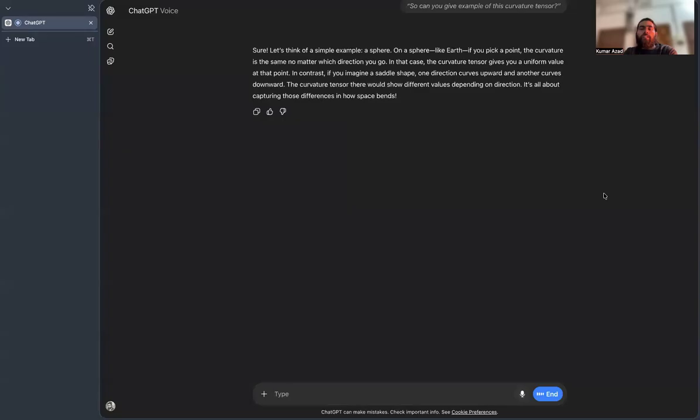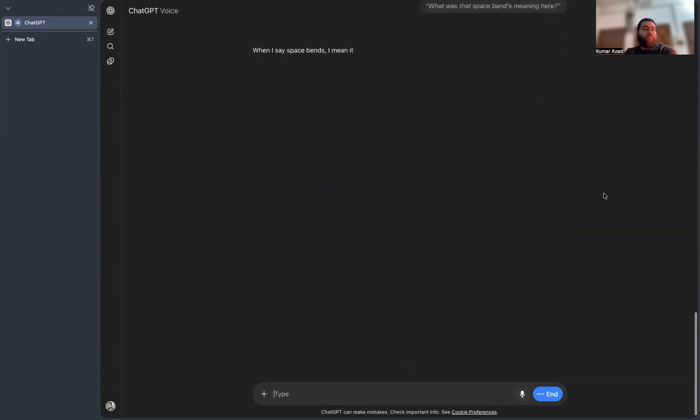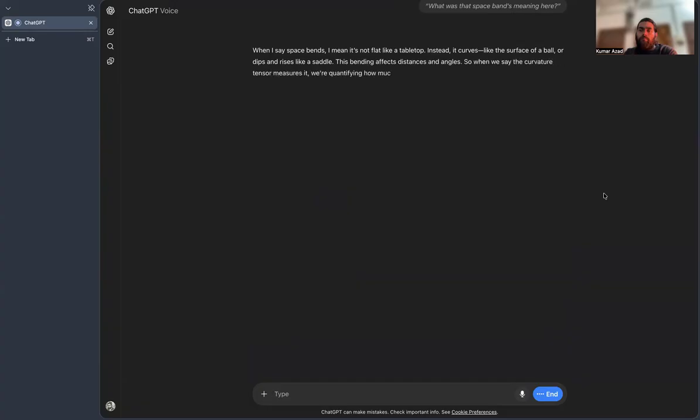Oh, what was that space bends meaning here? When I say space bends, I mean it's not flat like a tabletop. Instead, it curves like the surface of a ball or dips and rises like a saddle. This bending affects distances and angles. So when we say the curvature tensor measures it, we're quantifying how much that space is curving, whether it's gently sloping or dramatically folded. In curved spaces, straight lines and angles work differently than in flat ones.